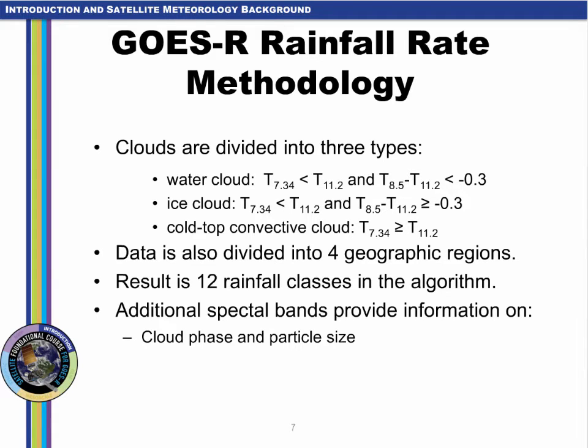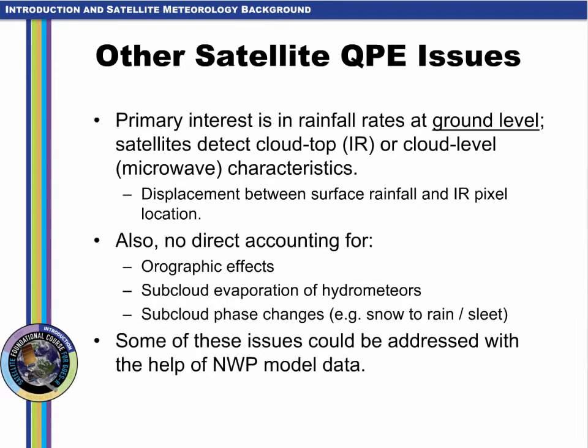The performance of the rain rate algorithm is improved when the data is divided into three cloud type categories: water, ice, and cold top convective clouds. These are based on thresholds between the various band brightness temperatures given here. The data is also divided between 4 geographic regions over 30-degree latitude increments, which yields 12 distinct rainfall classes in the algorithm. Additional spectral bands provide information on cloud phase and particle size, which is more useful than temperature alone, especially for stratiform rainfall. Other satellite QPE issues to keep in mind.